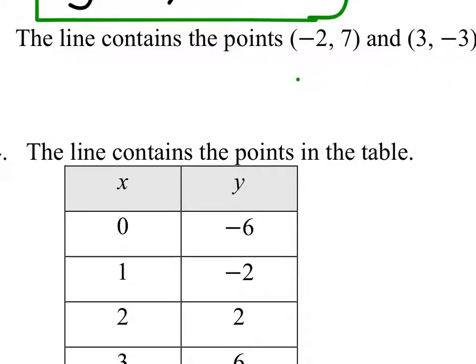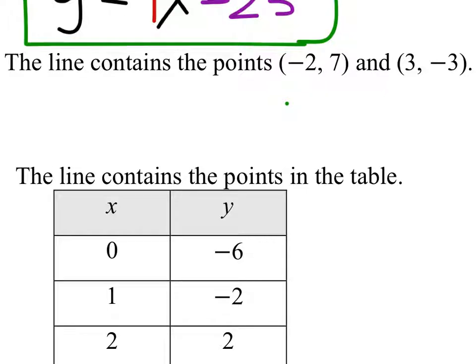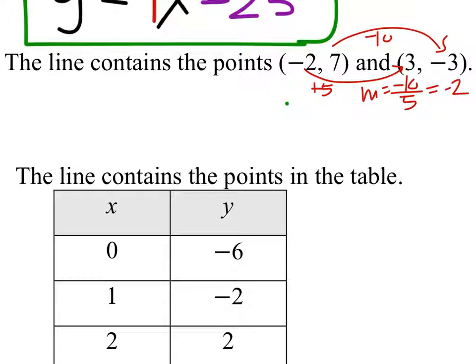Alright, what about the line that contains these 2 points? First thing we're going to need to do on these is to find the slope. From 7 to negative 3, that's going to go down 10. And from negative 2 to 3 would be to the right 5. So we got negative 10 over 5, which simplifies, and you can check that on a calculator, to negative 2. So we have our slope.